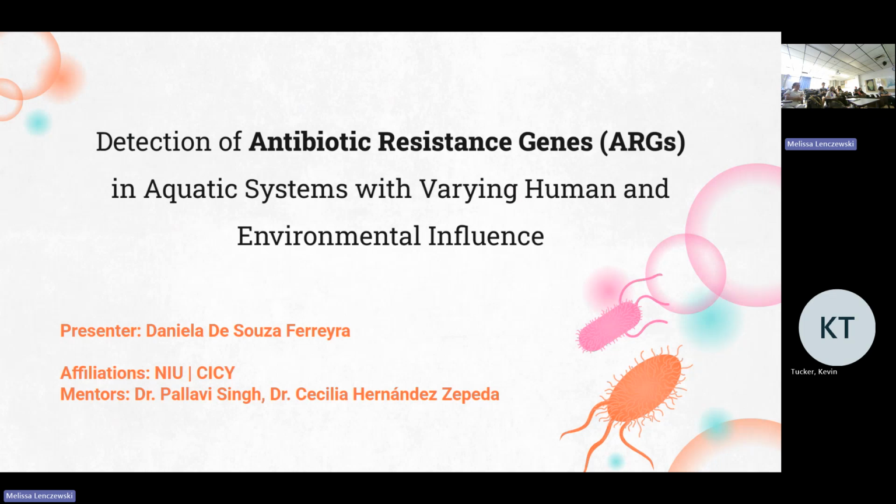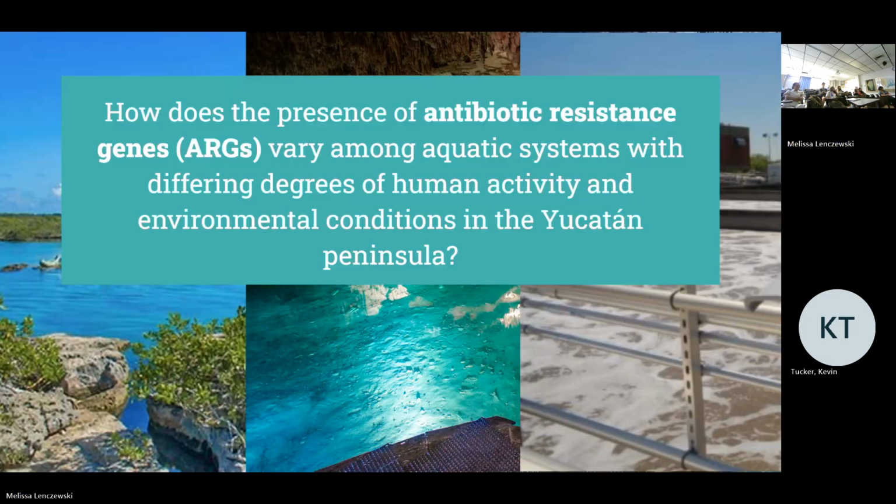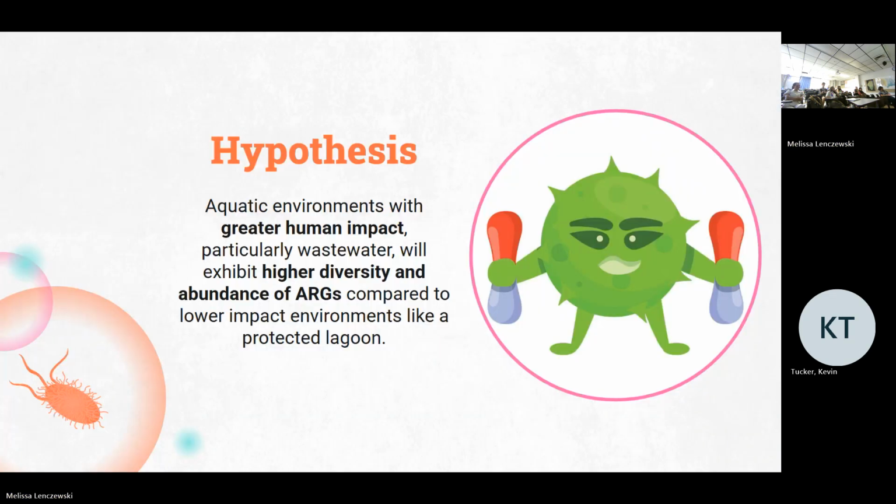So firstly, my project will focus on the detection of the ARGs in aquatic systems with varying human and environmental inputs. So my research question is, how does the presence of antibiotic resistance genes vary among aquatic systems with different degrees of human activity and environmental conditions in the Yucatan Peninsula? And the hypothesis proposed is that aquatic environments with higher urban impact, particularly wastewater, will contain a higher diversity and abundance of these ARGs compared to lower impact ones, such as a protected lagoon.